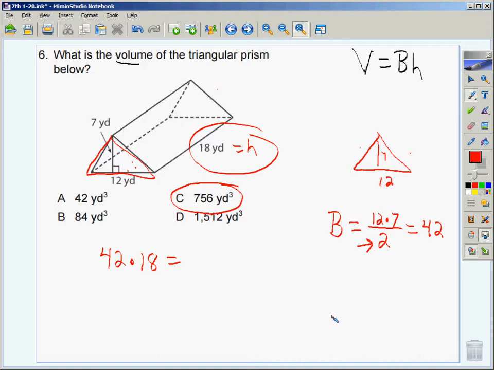If you don't know the formulas, you're sunk. You just absolutely have to know the formulas. The work is easy. Am I good? Go on.